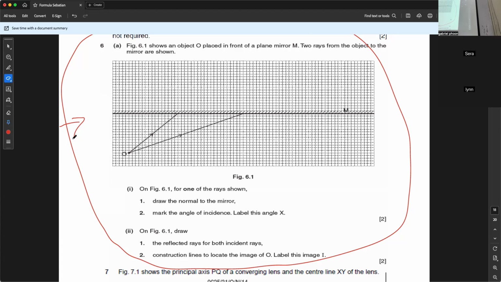Hey, can you sit down and do your work? So what you need to do is reflect this light ray, and this light ray will reflect as well. Then once you have this straight line, you're going to use the formula, and then you're going to trace the dotted lines here, and we're going to do the same thing on this one as well, with three dotted lines.